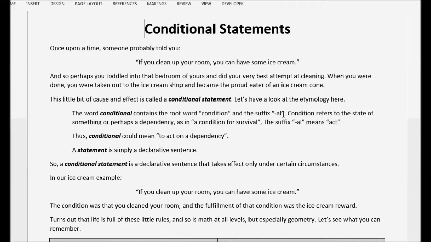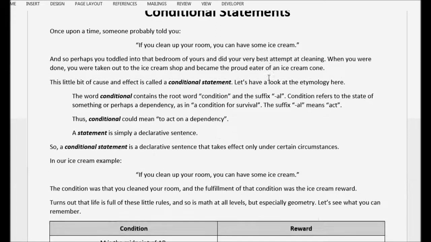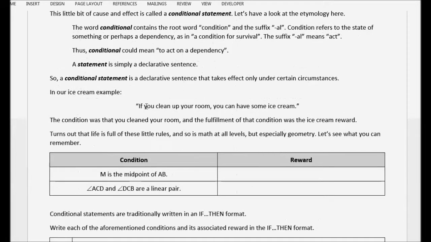The word conditional contains the root word condition, which means the state of something or maybe a dependency, and then it has the suffix -al, which means act. So conditional could mean to act on a dependency. The word statement simply is a declarative sentence. So a conditional statement is acting on some dependency to make something happen, some declarative type of deal. So in our example, cleaning up your room is the condition and getting some ice cream is the result of having that condition fulfilled.